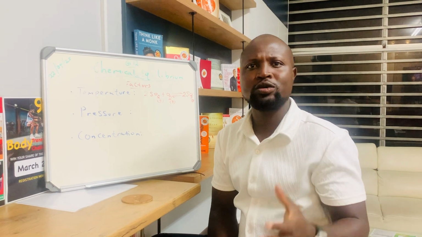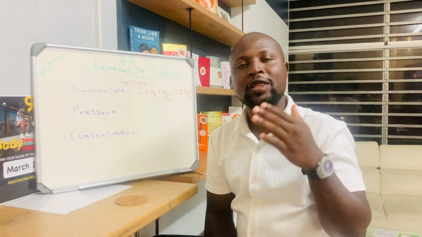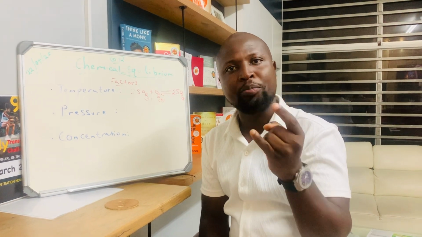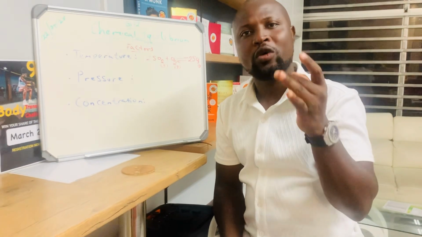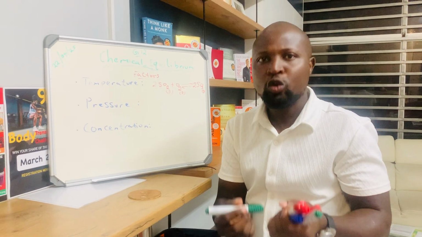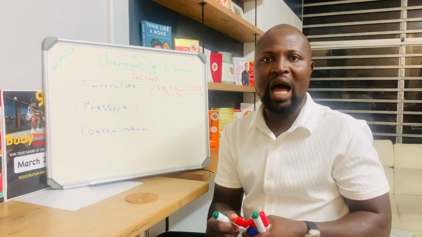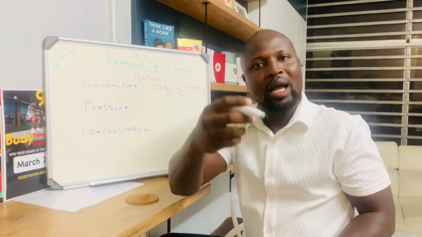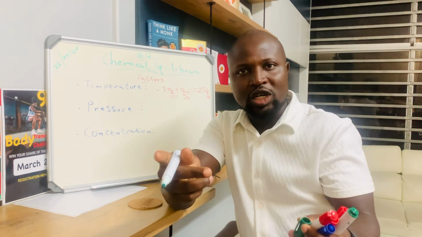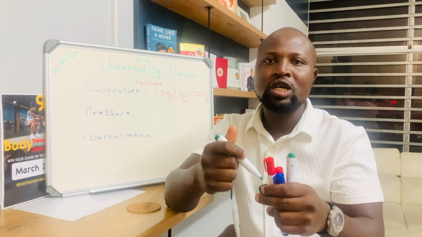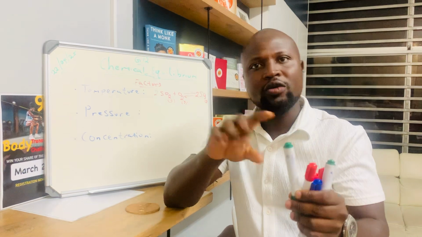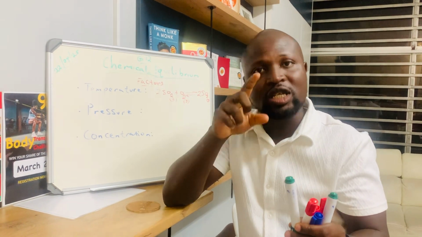Tonight, I want to teach about chemical equilibrium, the factors that affect chemical equilibrium. We have three factors: temperature, pressure, and concentration. Now, how do you know which of these is going to happen? What is chemical equilibrium? Chemical equilibrium is a reaction in which the forward reaction and the reverse reaction are at equilibrium, which means the rates of the forward reaction and the reverse reaction are equal.